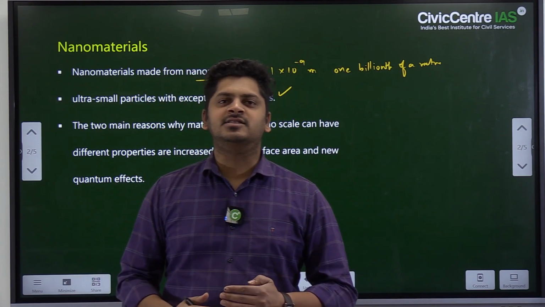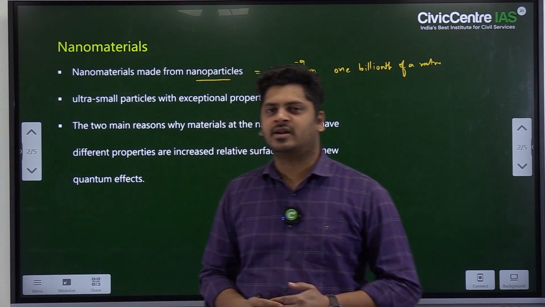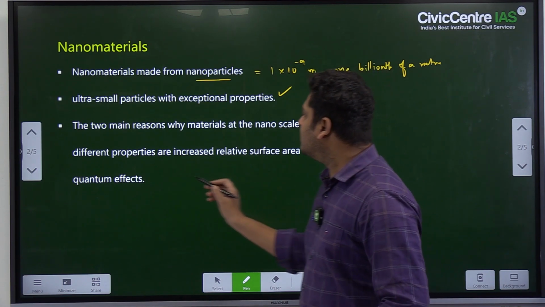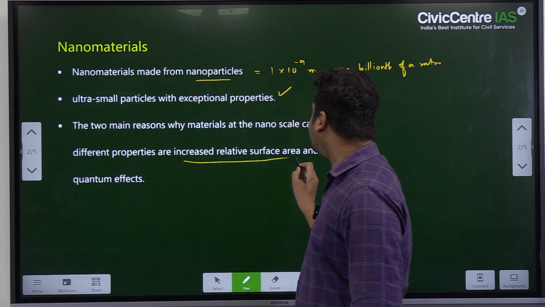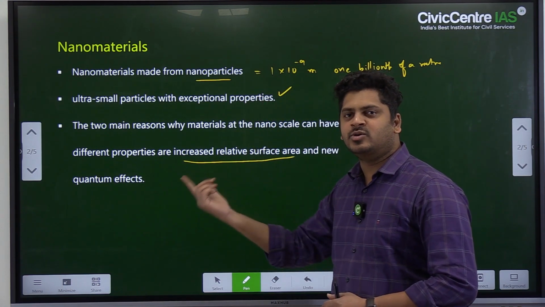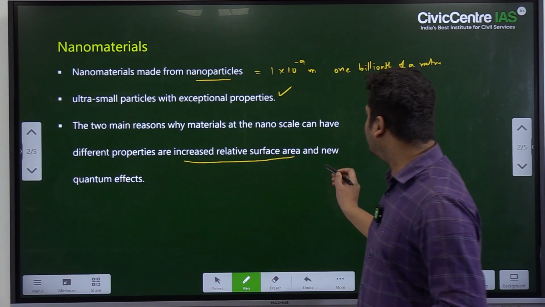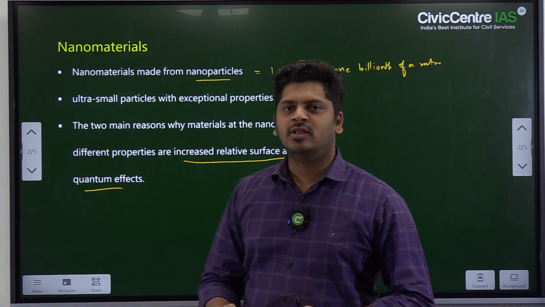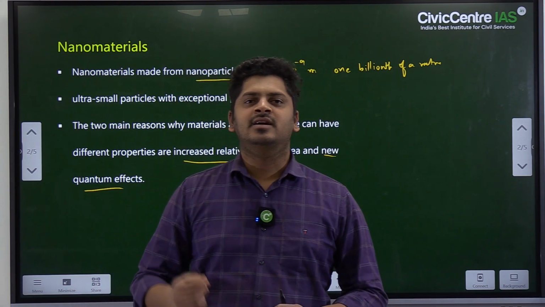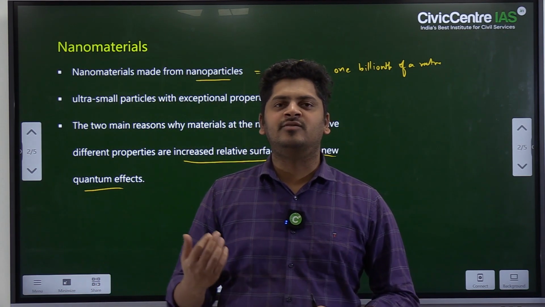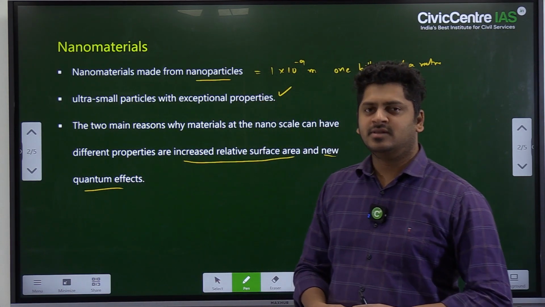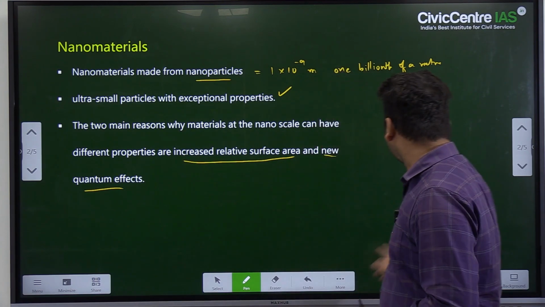Now, what are the reasons for the exceptional properties of these nanoparticles? I would say there are two main reasons. The first main reason being increased relative surface area, I'll explain what it is, and the new quantum effects. See, the particles being so small, when we are talking about the atomic scale, the quantum effects and the quantum physics is going to play a major role than the normal classical physics or the classical science, right?